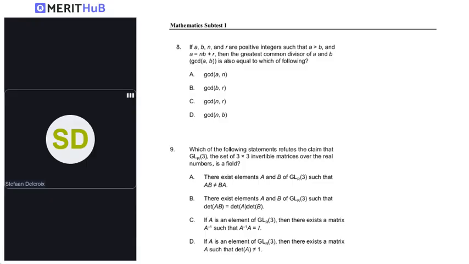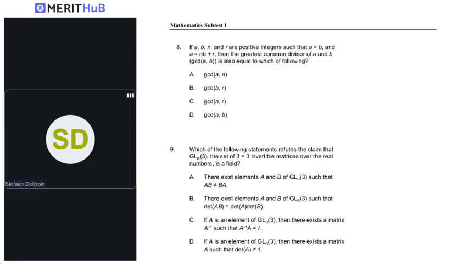Is it because there exist elements A and B such that AB is not BA? Or there exist elements A and B such that the determinant of AB is the determinant of A times the determinant of B? If A is an element of GLR3, then there exists a matrix A to the negative 1, such that A to the negative 1 A is I. And if A is an element of GLR3, then there exists a matrix A, such that the determinant is not 1. That last statement D doesn't make any sense, but it's part of the answers.